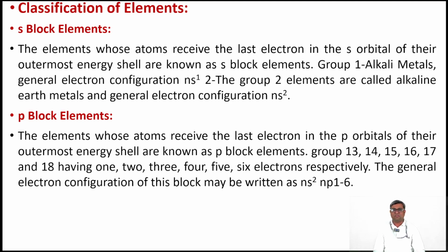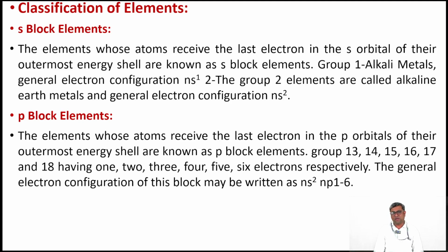The elements whose last electron is placed in the outermost s orbital are known as S block elements. Means, if the outermost electron is placed in the s orbital, then such elements are called part of the S block elements. S block elements have 2 groups. Group first is the alkali metals, having a general electronic configuration ns1. Group second is called the alkaline earth metals, having a general electronic configuration ns2.